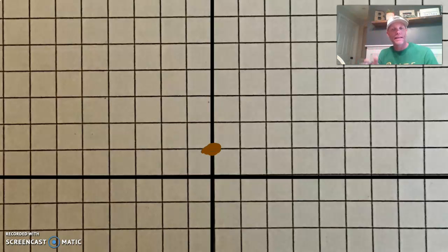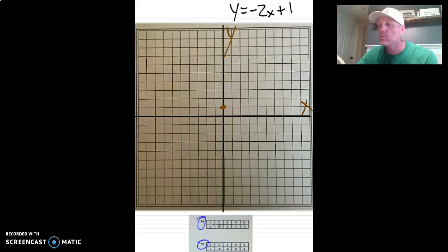So the line is going to be on that dot somewhere. Okay, let's use some highlighter right there. That was the y-intercept. All right, so now what about the slope? It's negative, right? So it's going to be going down this way.